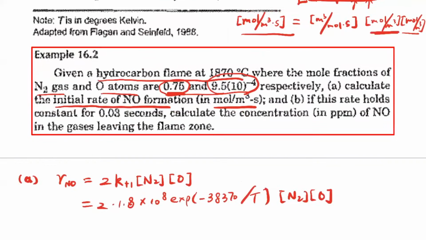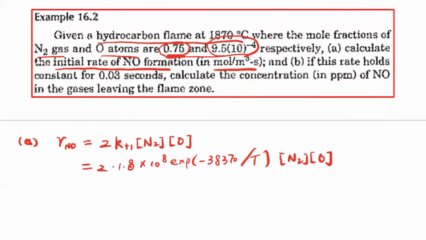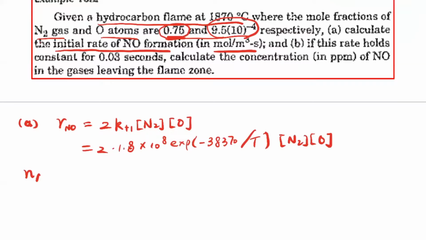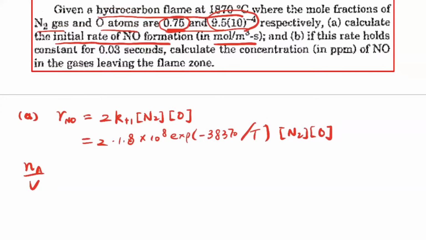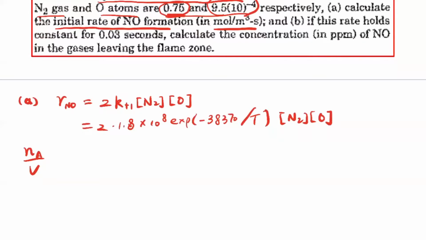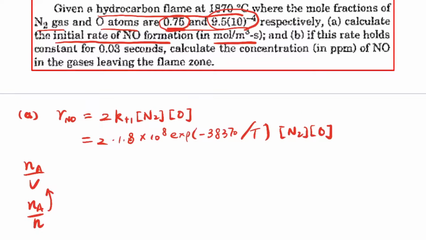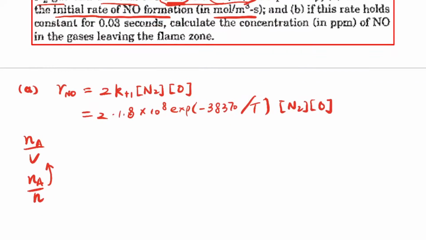So the moles per meter cube, if we represent that in parameter, that means NA divided by V, right? And what this problem gave us, the partial volume or partial pressure, that's NA divided by N. So basically we need to convert the NA divided by N into NA divided by V. So how do we do that? The way we do that is using the ideal gas law, right?